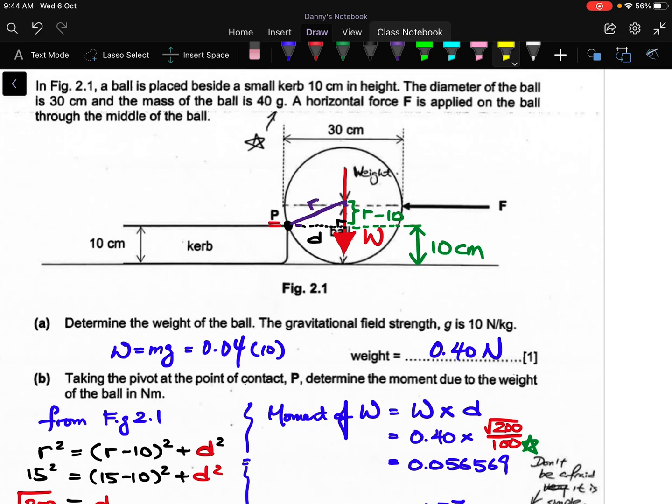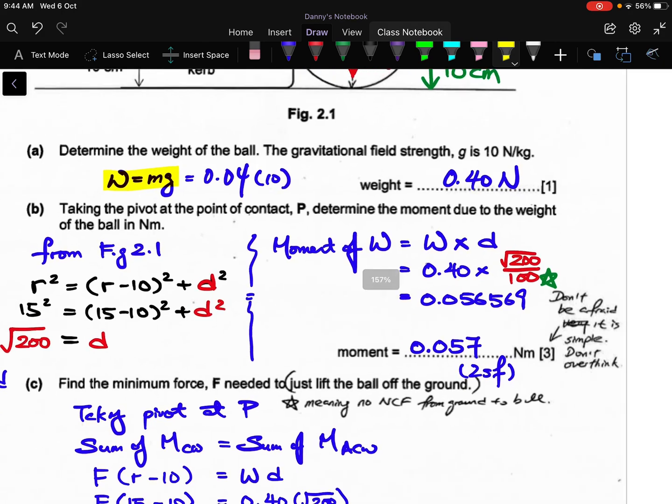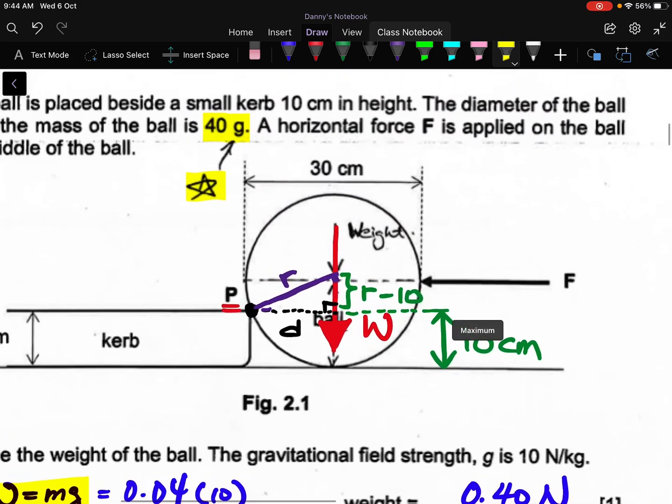Yep. So for part A, again, I think PHS is really trying very hard to train their students to see the prefixes. So you can see that the mass is given in gram. So I teach you to use a star to actually help yourself. And you can see that this is the formula you use. You'll be able to get 0.40 Newton. Okay, for part B, PHS actually brings up the difficulty by making it like a geometry question. So let's go back to this.